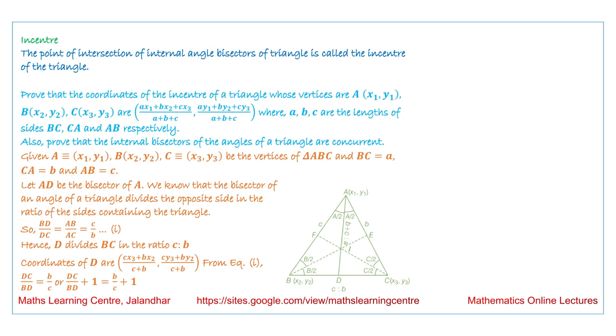Now the next definition we have is the incenter of the triangle. The point of intersection of the internal angle bisectors of a triangle is called the incenter.